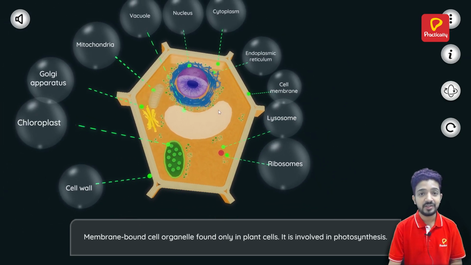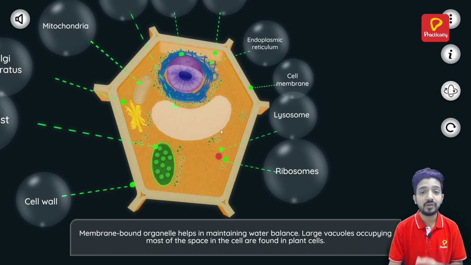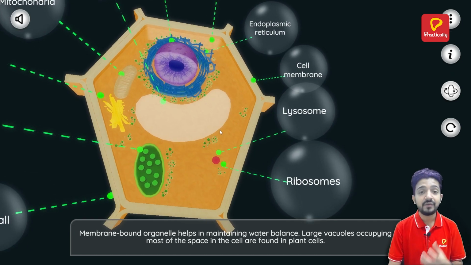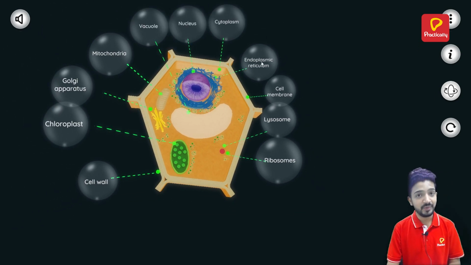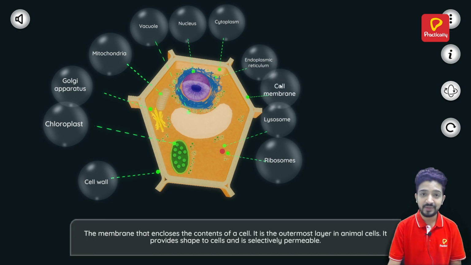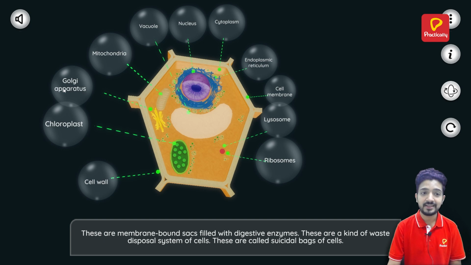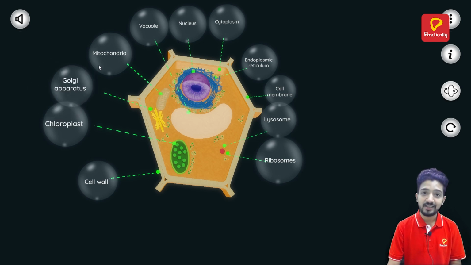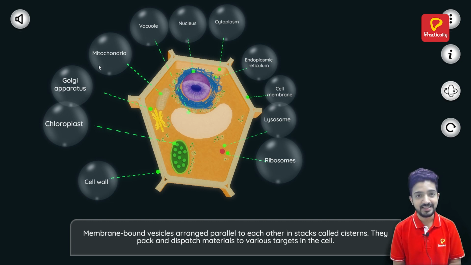Another unique structure which is found only in plant cell is the vacuole, which occupies the major volume of the plant cell. The vacuole stores useful substances and also helps to maintain the water balance and the turgidity of the cell. The remaining parts like nucleus, the endoplasmic reticulum, cell membrane, ribosomes, lysosome, Golgi apparatus, and mitochondria, the functions of these organelles are the same as that of the animal cell.